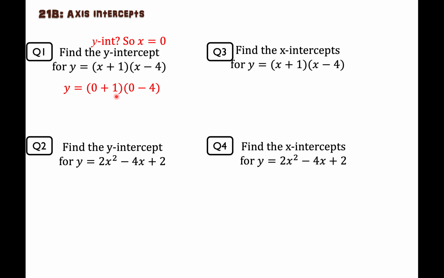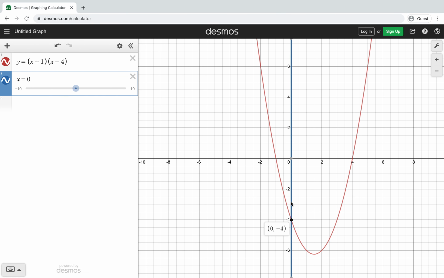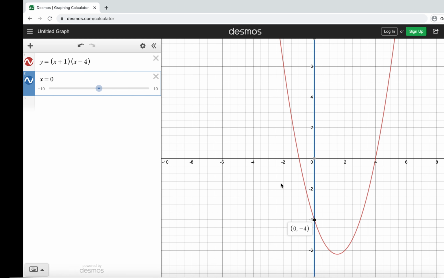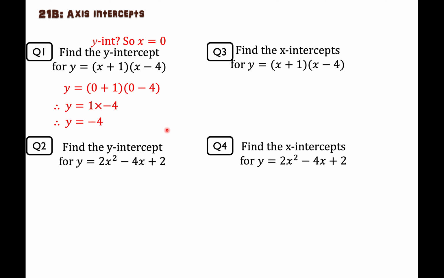Well, what's 0 plus 1? 1. And what's 0 take 4? -4. 1 times -4. Positive times a negative is a negative. 1 times 4 is 4. Y equals -4. And our graph checks out. That's where it crosses the y-axis. Neato. Let's try another one.